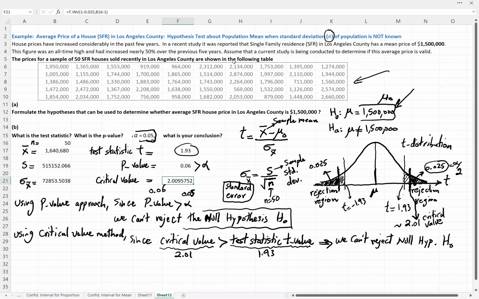This concludes this example. I hope that it illustrates how you can use Excel to run hypothesis testing for a population mean when the standard deviation of the population is not known and you have to rely on the standard deviation of the sample you have.